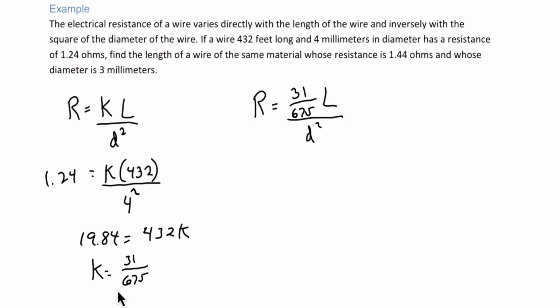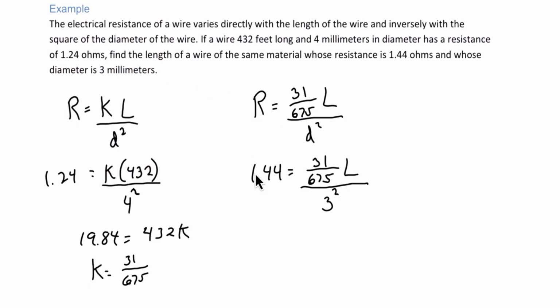Now we can answer the question. Find the length of the wire of the same material whose resistance is 1.44. So R is 1.44. K is 31 over 675. We're trying to find L. And now our diameter is 3. So in the denominator, we have 3 squared.